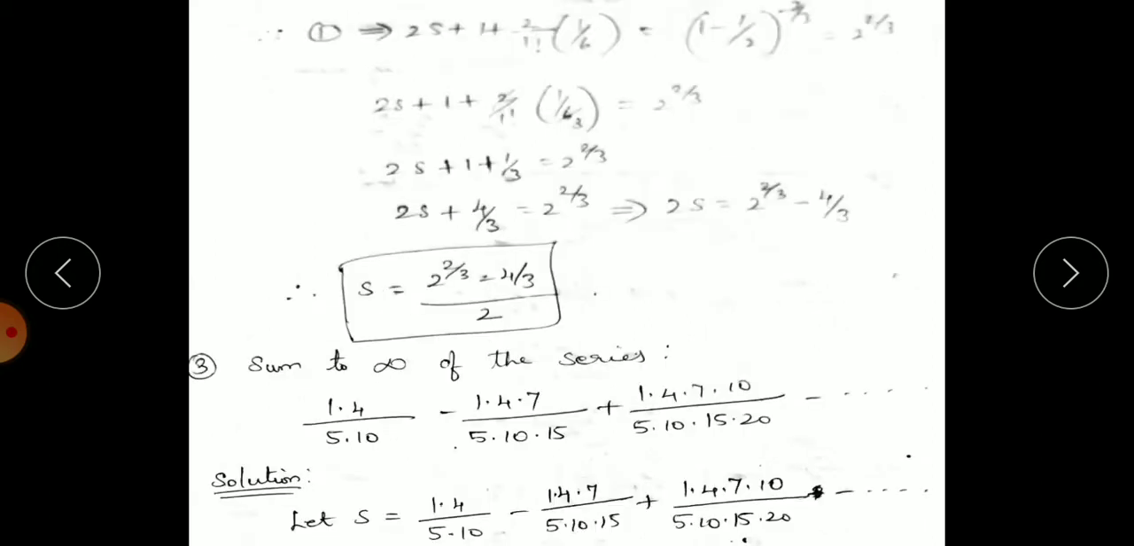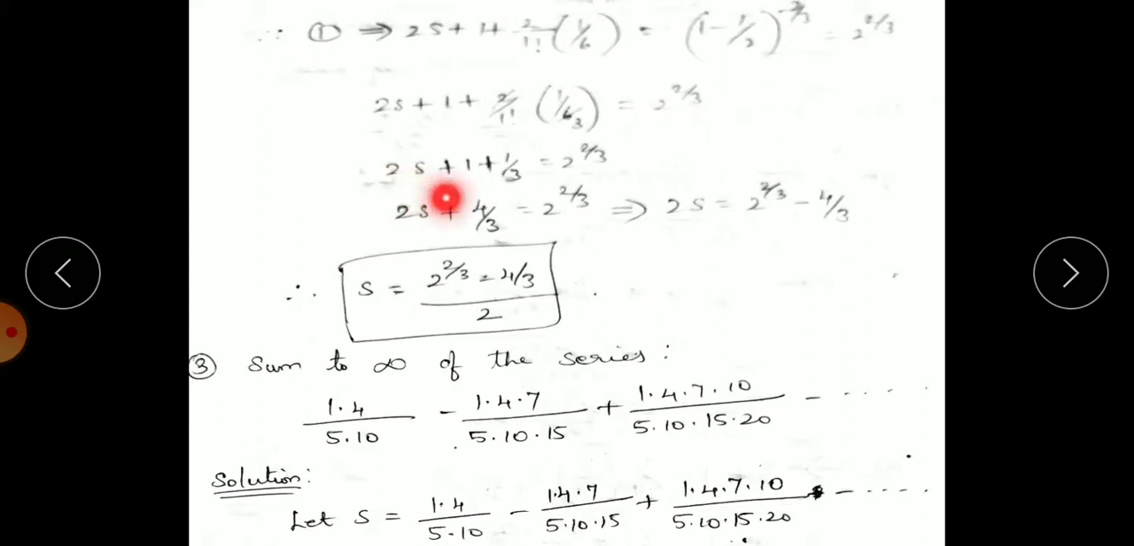Then apply there: (1 − 1/2) to the power of −2/3. After substituting, 1 − 1/2 is 1/2, to the power of −2/3. This is 2 to the power of 2/3. Now this term 1 becomes 2s + 1 + 2/1 factorial, that is the left hand side, which is equal to 2^(2/3). Now equate: 2s + 1 + (2/1 factorial) × 1/3, just cancel it, equal to 2^(2/3).